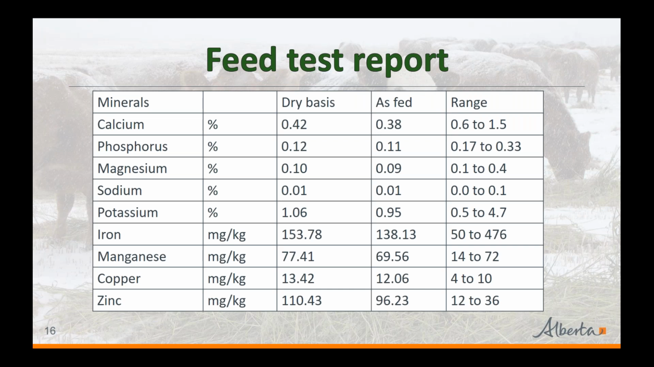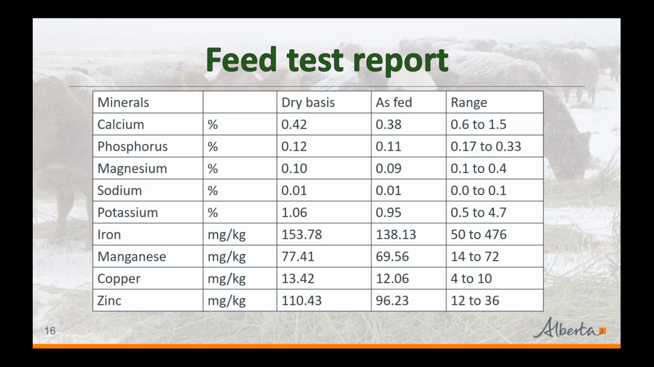Magnesium levels are typically short in most of the fields or most of the soils in Western Canada, so that level is down as well. Potassium looks normal. Iron, anything from 100 to 250 is very typical. When you have levels at this level, you don't have to supplement extra iron into the rations. There's more than enough there.